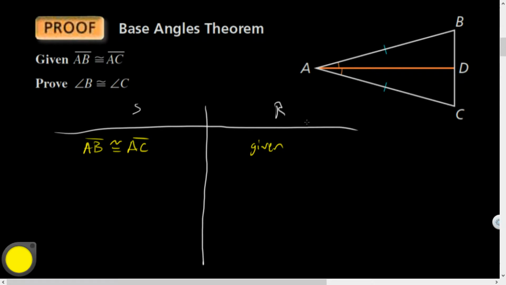So let's see. Then I could draw the angle bisector. How about this? Draw an angle bisector of angle BAC. And constructing an angle bisector is actually their reason.